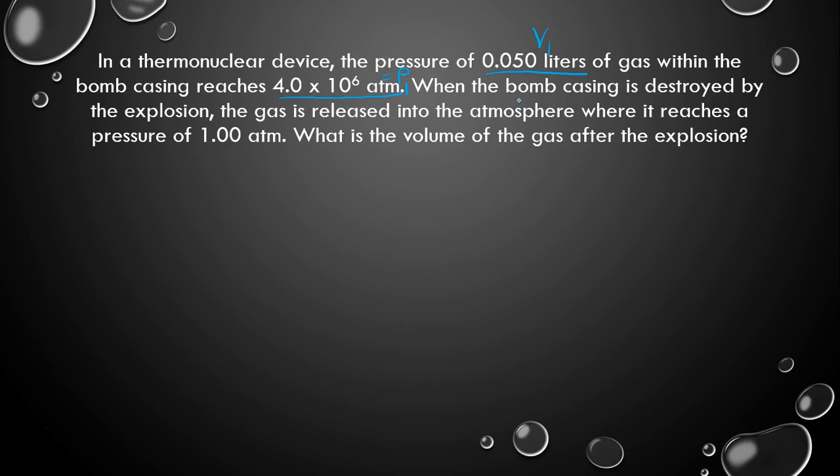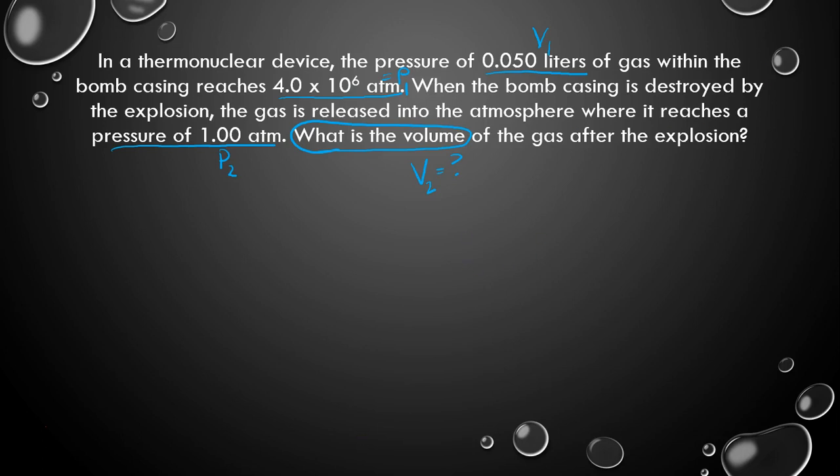When the bomb casing is destroyed by the explosion, the gas is released into the atmosphere where it reaches a pressure of this. So this is the second pressure, pressure 2. It says, what is the volume of the gas at that pressure? So it is wanting me to find volume 2.